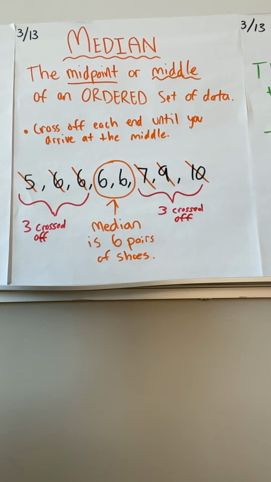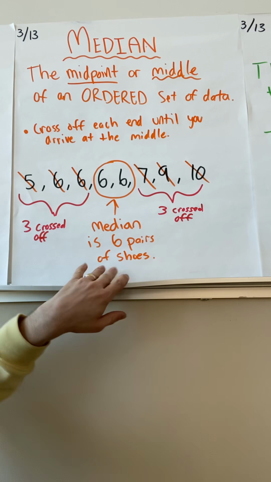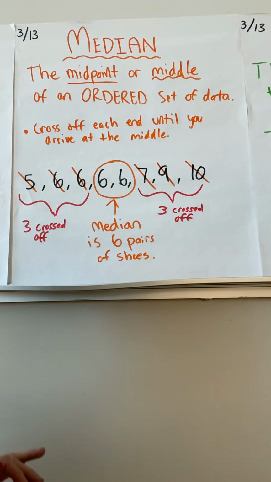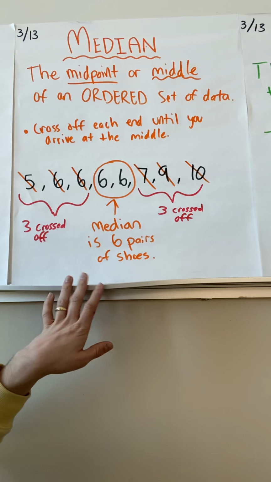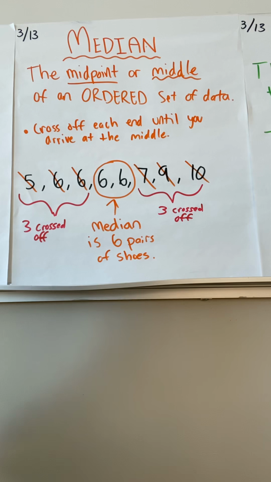Conveniently, it's the same as our mode. So if I said 6 is our typical amount of pairs of shoes in math enrichment, it seems like that's a pretty good estimate, right? Sometimes it's going to be different from your mode. That's totally possible. But the median is something you can use to describe what's typical. So if I just wanted to use the median, even if it was different from the mode, I could potentially use the median to say that 6 pairs of shoes is what's typical for our class.